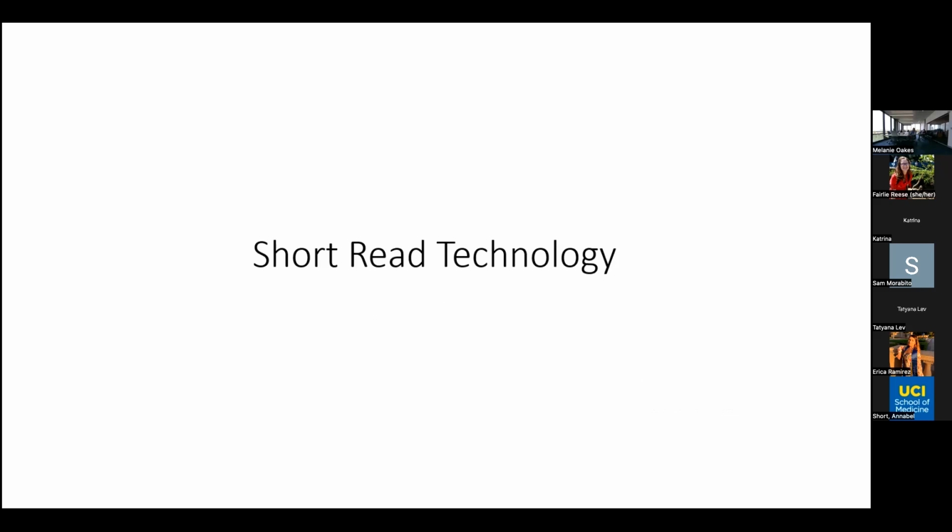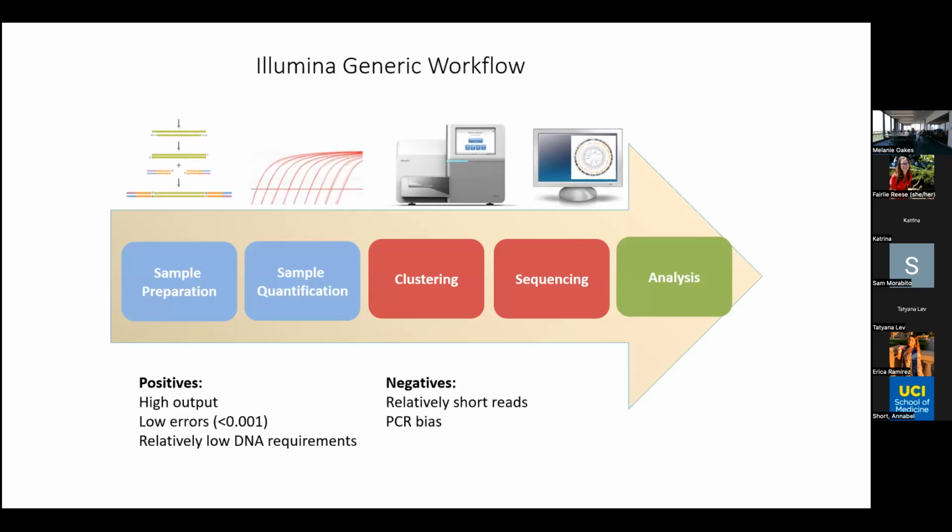So the first one, and one of the ones that we've been doing the most, and we still are, is our short read technology, which would be primarily on our Illumina platform. The generic workflow would be that we have sample preparation. It's also called making a library. We then quantify it. It gets clustered on things like this, which is a flow cell. We sequence it, and then you guys can figure out what it all means by doing the analysis part.